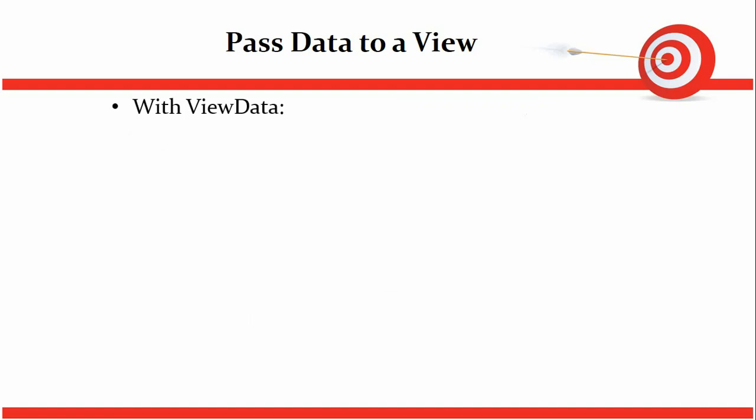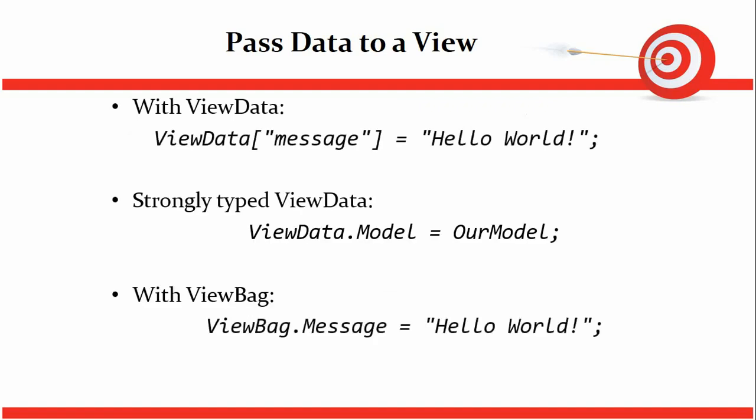Okay, how do you pass data to a view? There are three ways. Just have a glance, guys. Number one, with ViewData. We have used this already in ASP.NET. ViewData["name"] equals a value. Second, strongly typed view: ViewData.Model is equal to whatever model you have chosen.